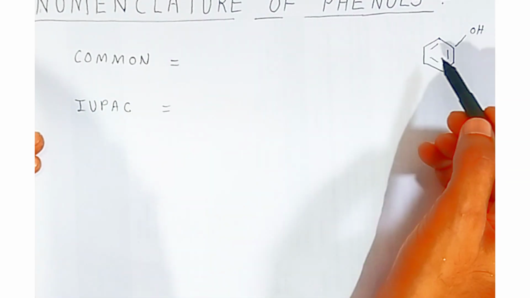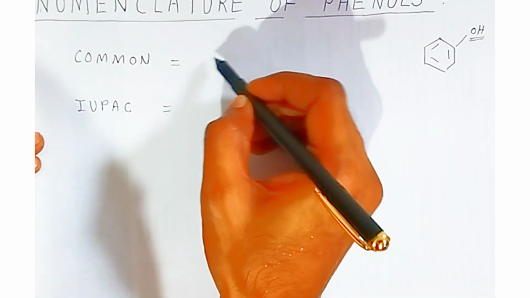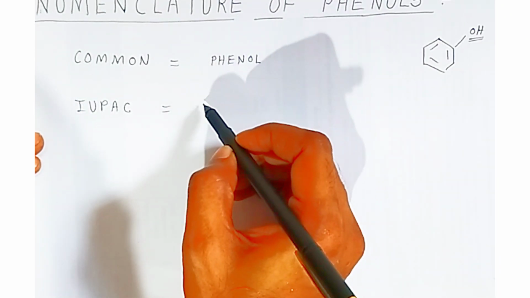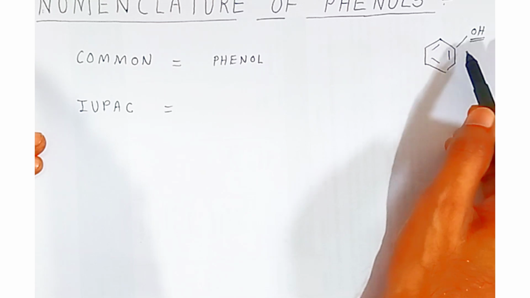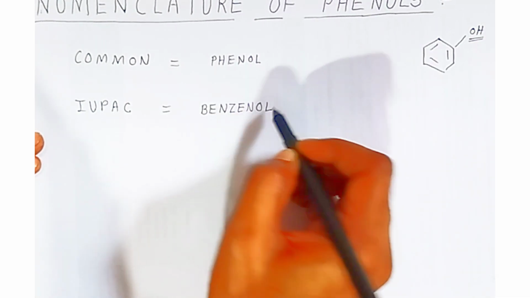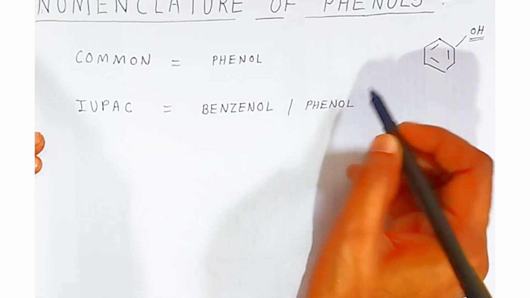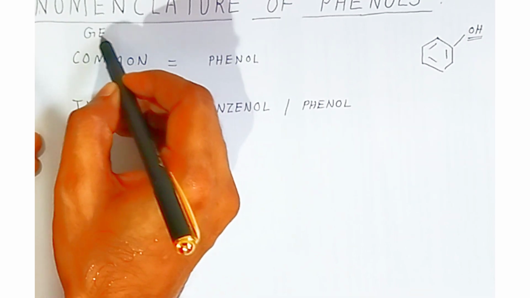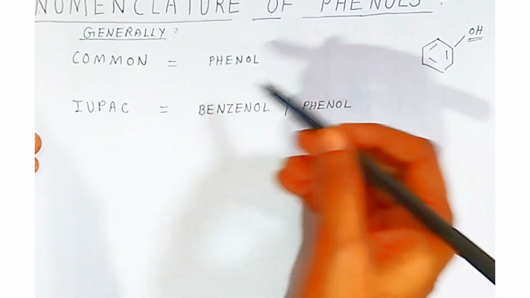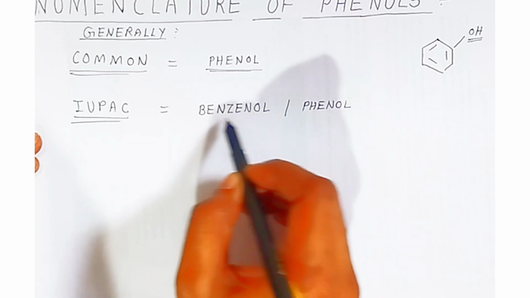Now students, in common name, because hydroxyl group is going to attach with the carbon of the benzene, we called as phenol. In common name also we called as phenol. In IUPAC name students, since it is a hydrogen of the benzene we are going to replace by hydroxyl group, so it is also called as benzenol. Sometimes in IUPAC name we also call as phenol. Okay students, so these are the general names. Generally we are going to name the compound of phenols in two ways. In common name we call as phenol, and in IUPAC name we call as benzenol or phenol.